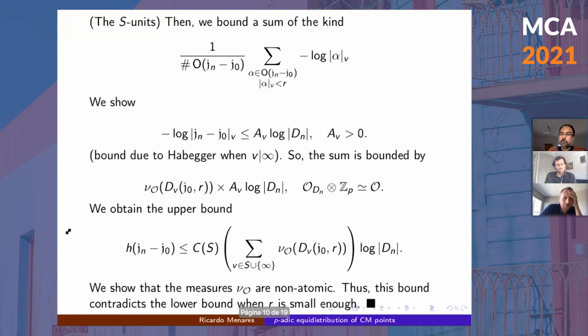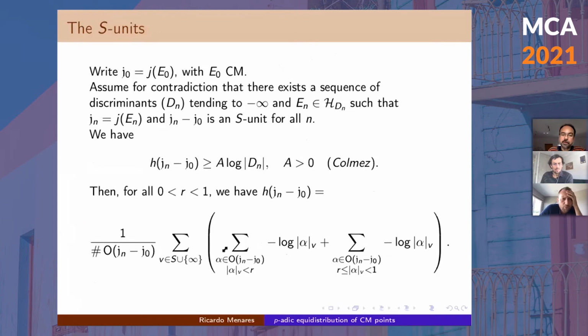Excuse me, what was O again? Yes, I didn't explain what O was. O is the Galois orbit of this algebraic integer Jn minus J0. When you compute the height, you need to calculate the absolute value of all the conjugates of the algebraic number, which is the same as taking the Galois orbit. So that's the O.